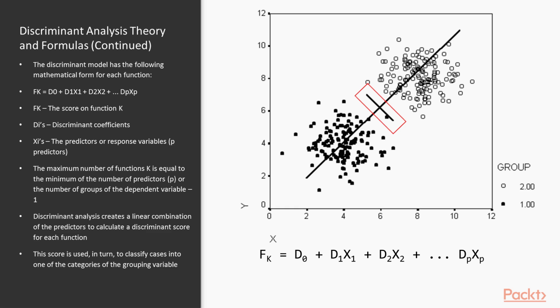And this cutoff is symbolized by this horizontal line here, the short line here. So if a score ends up being above that cutoff, we're going to say that that case is predicted to be in one group. And if it's below that cutoff, that case is predicted to be in the other group. So that's really what discriminant analysis is going to do.